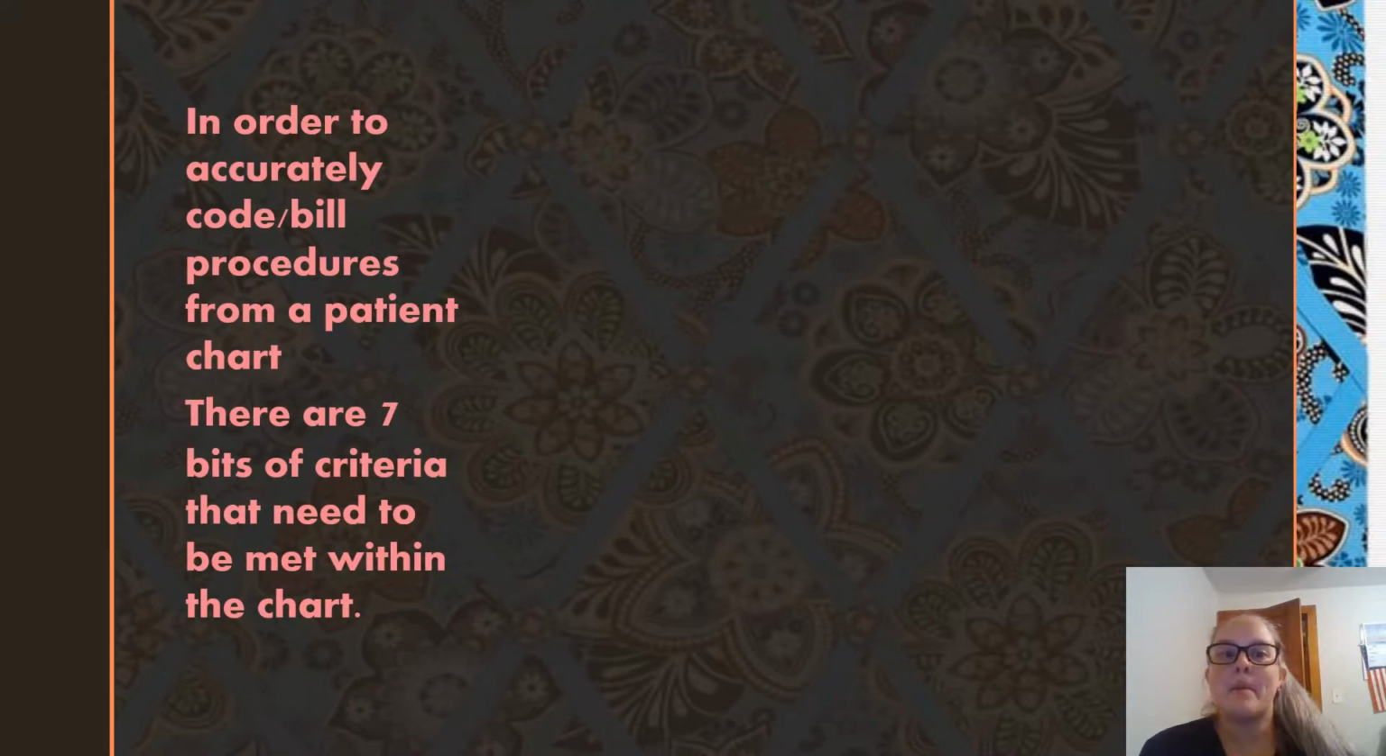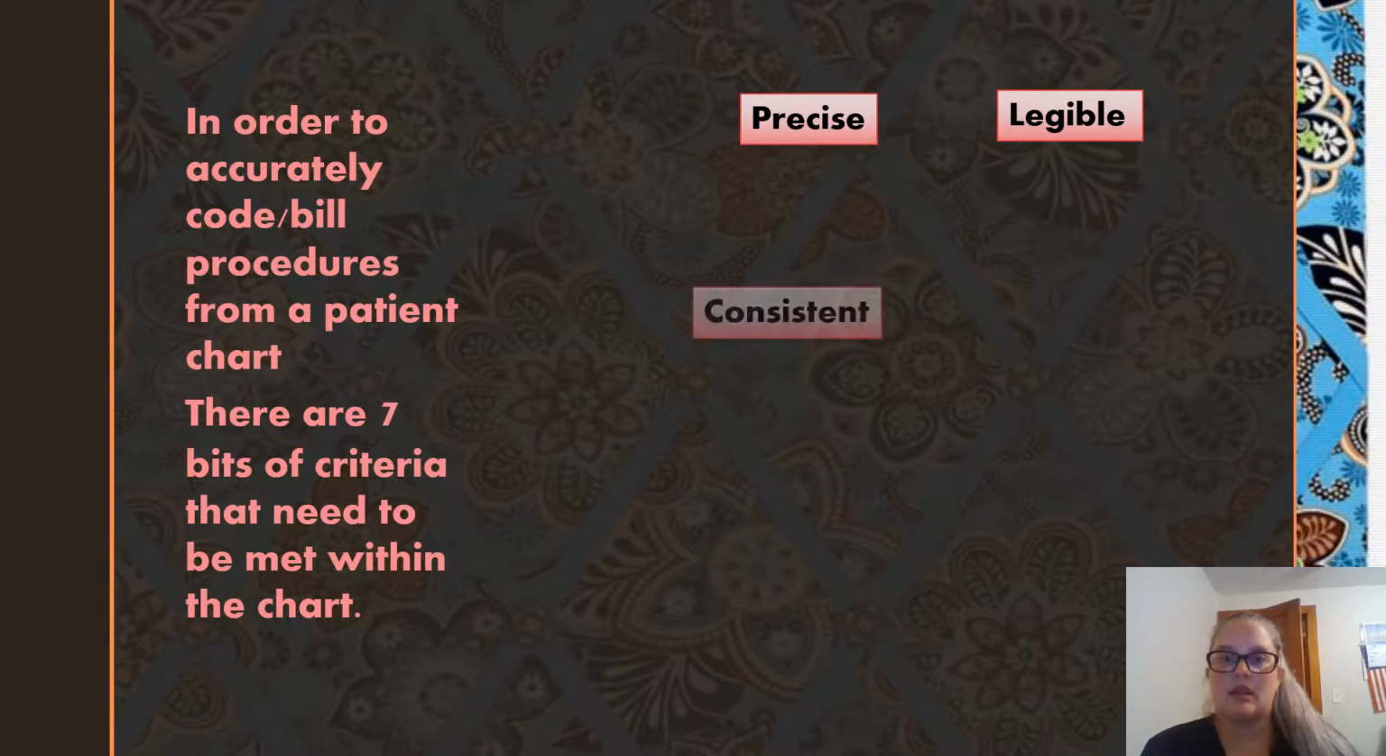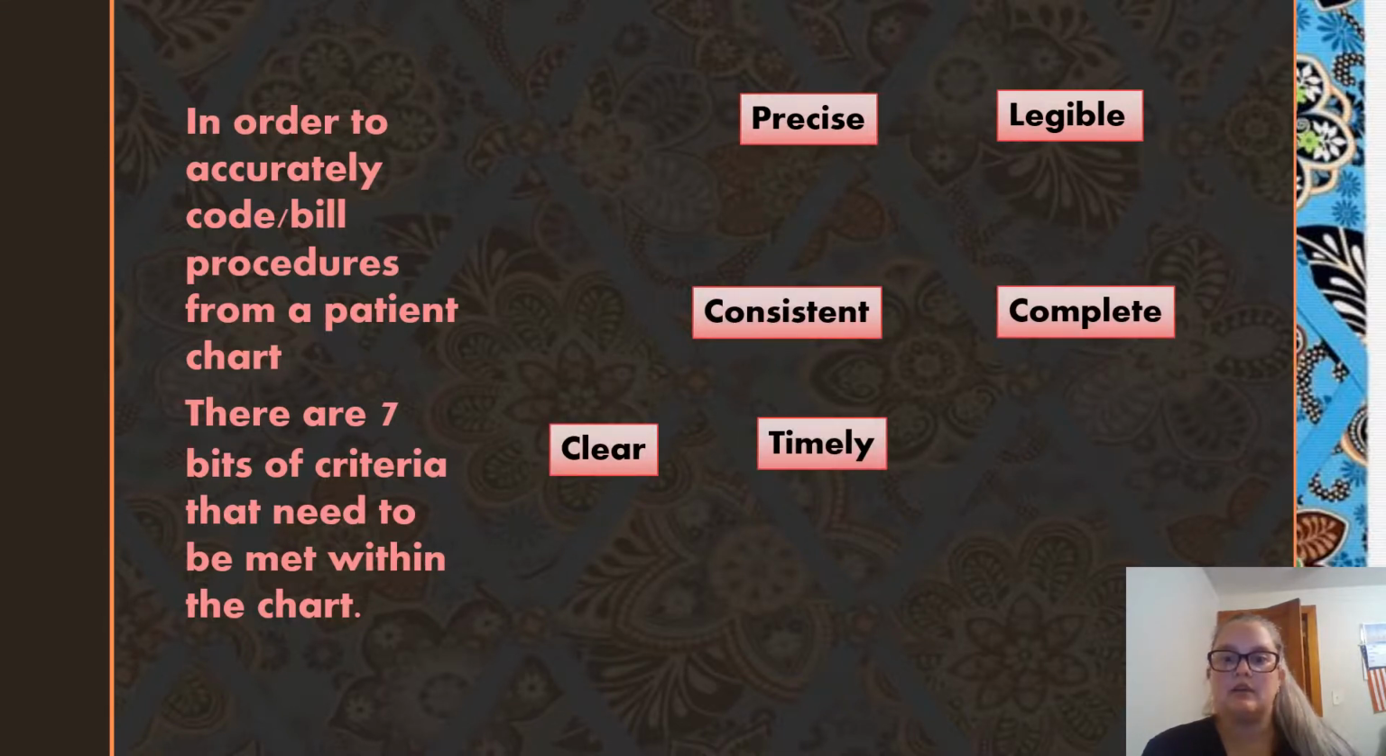In order to accurately bill and code procedures from a patient chart, there are 7 bits of criteria that need to be met within the chart. They need to be precise, legible, consistent, complete, clear, timely, and reliable.